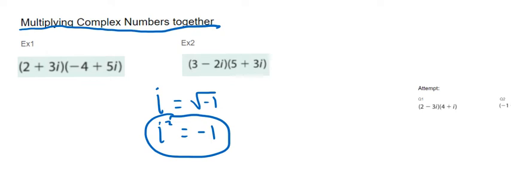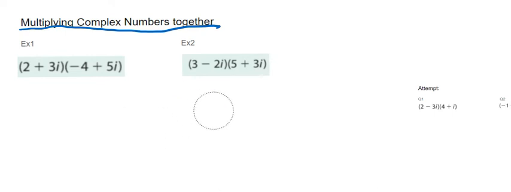So you're going to see i squareds in this. Every time you multiply a complex number by another complex number, like here, you're going to end up with something with i squared, and then you can convert that straight away to minus 1, so you can put a minus 1 in instead of it. That's important to remember. So let's have a look at the examples.